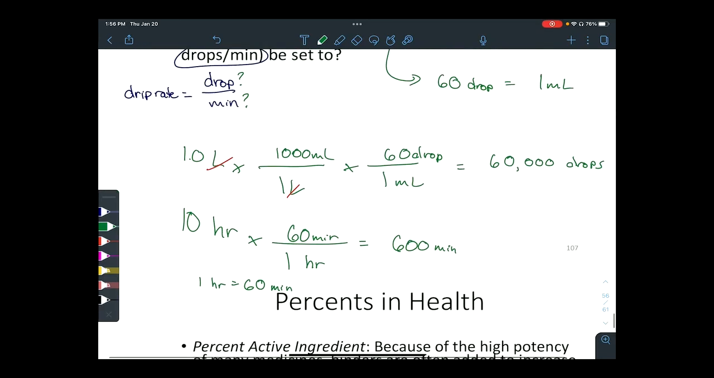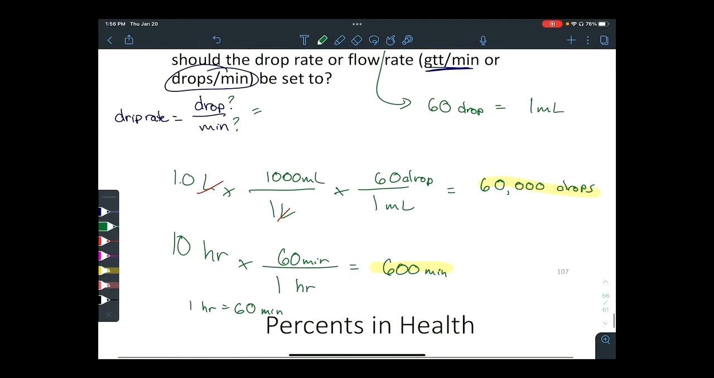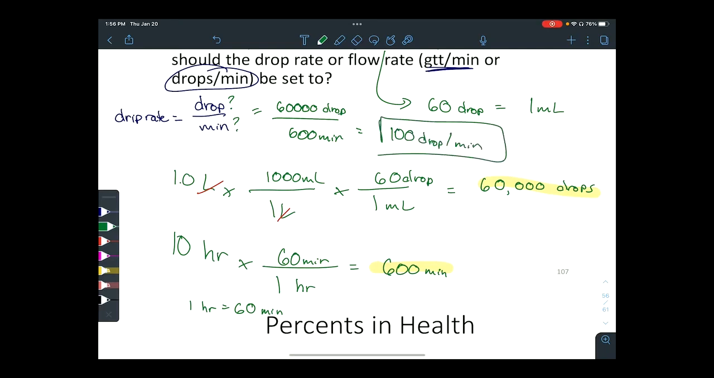So in order to calculate drip rate, we would just take those 2 values we just calculated, 60,000 over 600. So 60,000 drops over 600 minutes equals something. I think it's 100, yeah. 100 drops per minute. So a little bit more than 1 drop per second off of that IV. All right, so it's just using units.